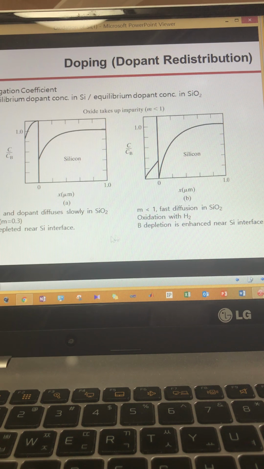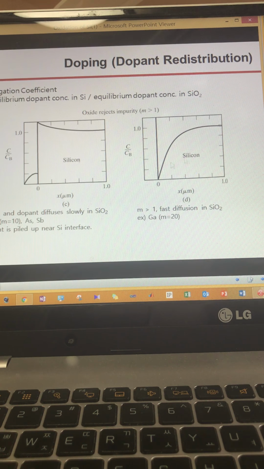Second, fast diffusion in silicon oxide. At the interface there is a large amount, but this picture is shown because the diffusion is fast. Third, when we put on the dopant phosphorus, which is N-type, the dopant diffuses slowly in silicon oxide. So compared to the amount going from silicon to silicon oxide, the amount diffused is smaller and accumulates.